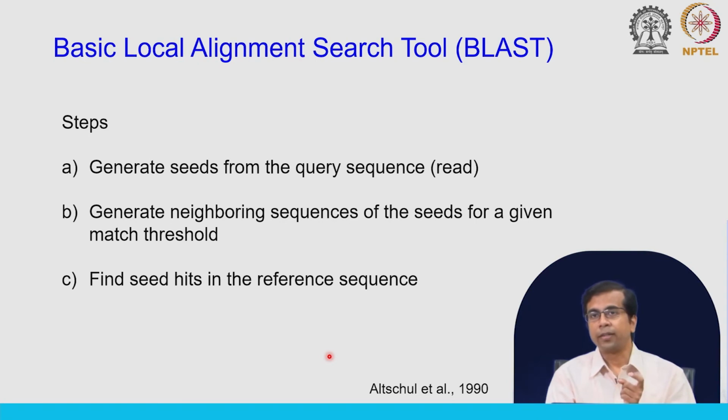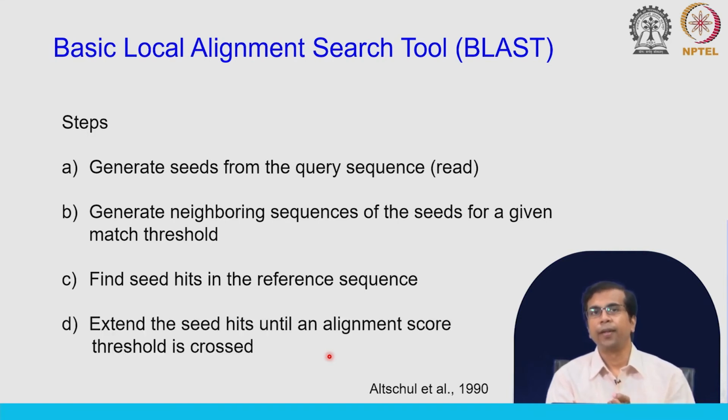Then we search these seeds against the reference sequence and find seed hits, the locations where these seeds actually hit, and then extend these seed hits until we reach an alignment score. Again, we can set a threshold for the alignment score, and once we cross that threshold, we extend those seed hits. We will take an example to actually understand this process better.